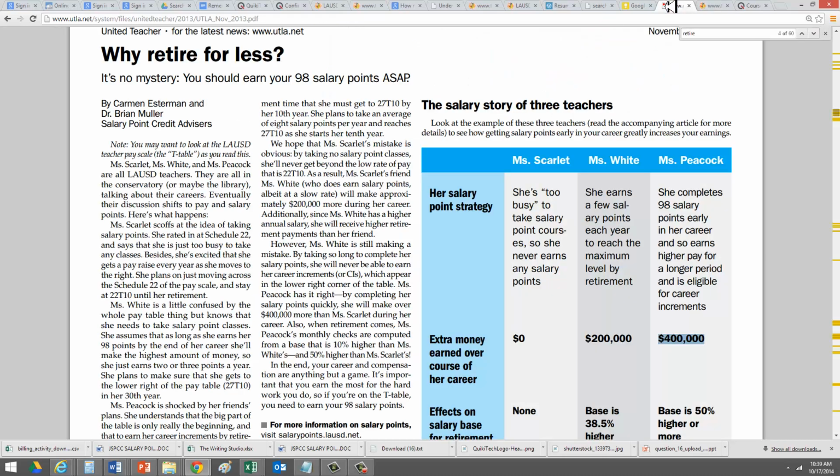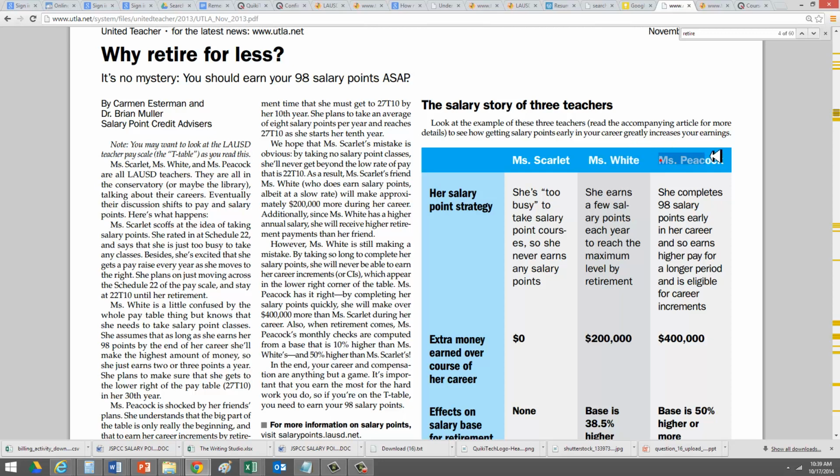Now, why is this absolutely critical? Well, there's probably no article that makes this more clear than an article written in the UTLA newspaper called Why Retire for Less? And it gives the example of 3 teachers, Miss Scarlett, Miss White, and Miss Peacock. Miss Scarlett says to herself, I just have no time. So she doesn't get salary points. Miss White says, you know what? I know salary points are important. I'll take them when I feel like it.